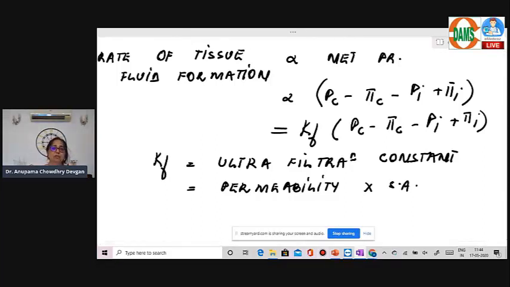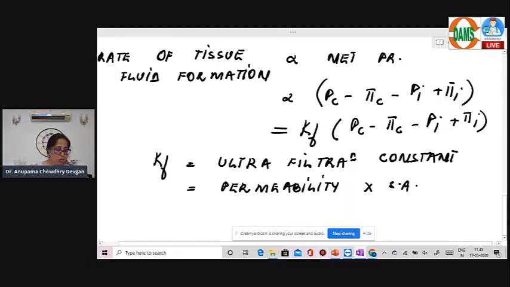So rate of tissue fluid formation will be directly proportional to the net pressure. And when I want to remove the proportionality sign, I will have to bring an equal to sign, and that means I have to multiply it with a constant, and that constant is the ultrafiltration constant, which is permeability into the surface area.